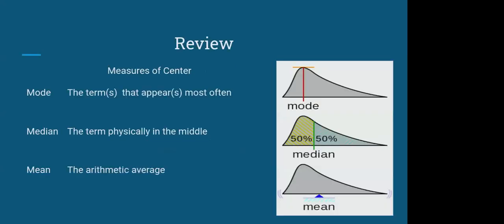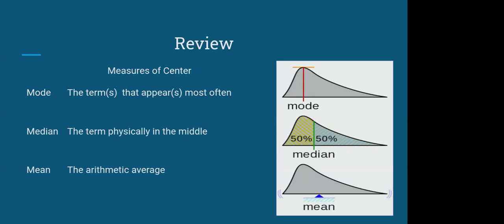So over the past 2 weeks, we have talked about measures of center. Sometimes they're called measures of central tendency. Or if we talk about them individually, they are the mode, which is the term that appears most often. And from the graphic, we see that is the highest point on the graph.